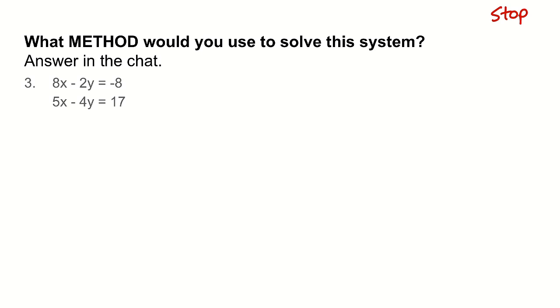The top equation multiplied by 2 or -2. Exactly. If we multiply this whole equation by 2, then we get a -4x, and then we can use subtraction. If we multiply by -2, then we get a +4x, and we can use addition. And that is the easiest way to do it.